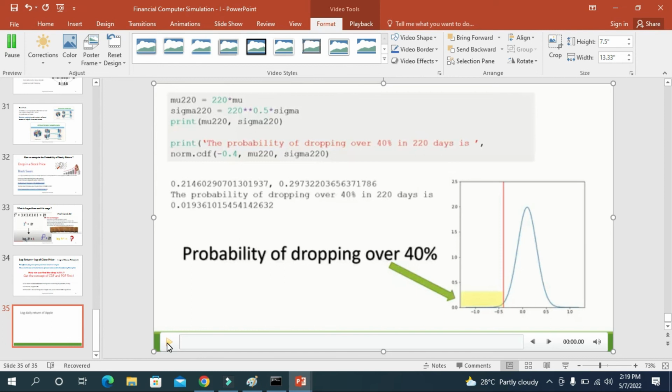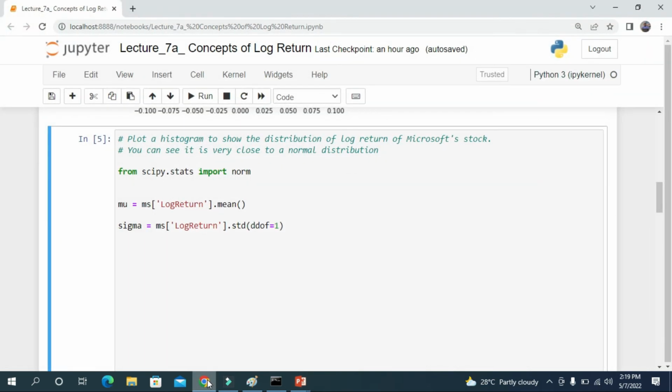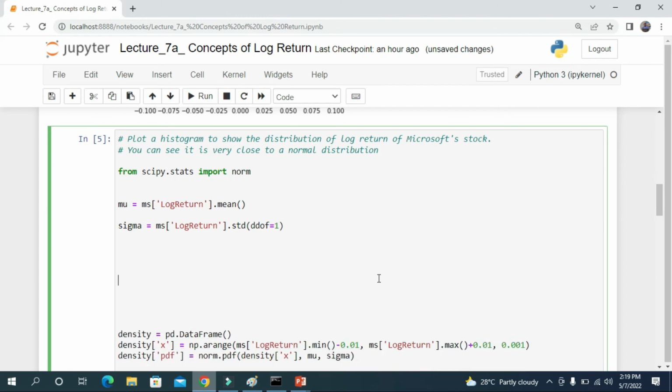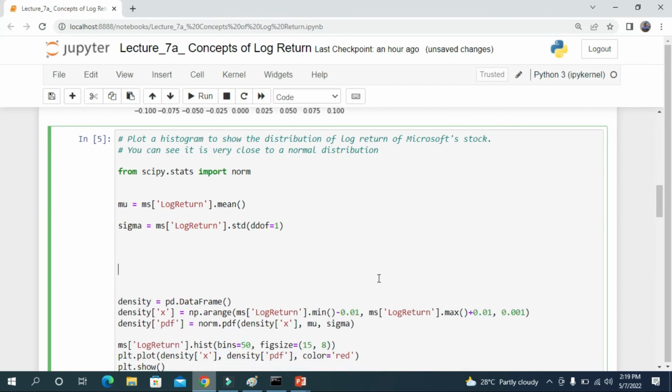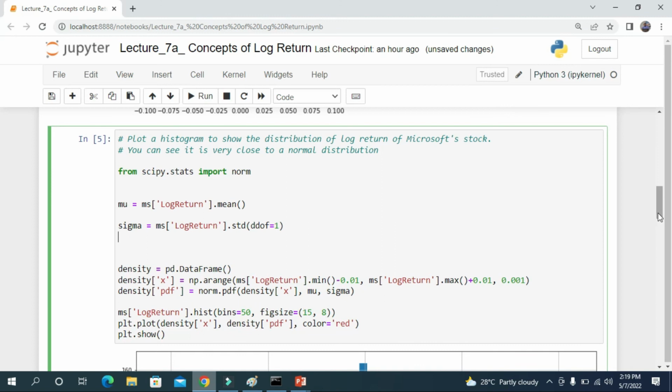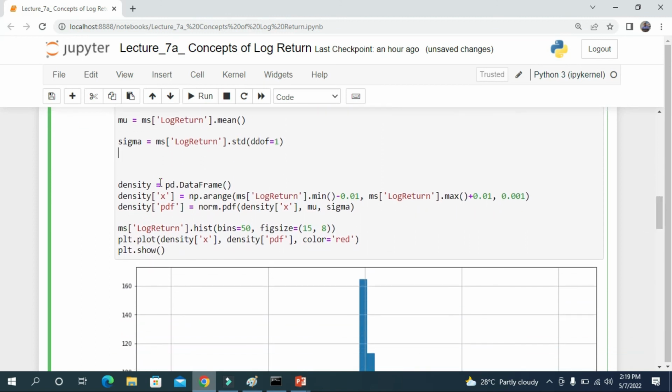So we are now moving towards our cell, and this is our cell. Before doing all the things, I want to show you the next line. The next line is the density. We have created a data frame, and in this density data frame we have calculated the minimum value minus 0.01, or you can say 1% on the left side, and in the max value I am going 1% on the right side.